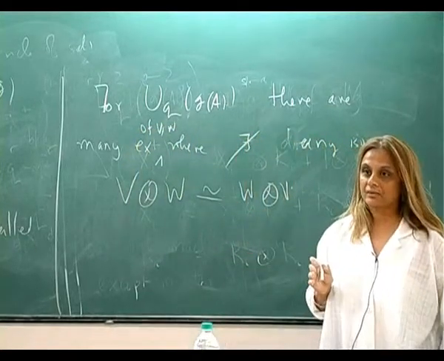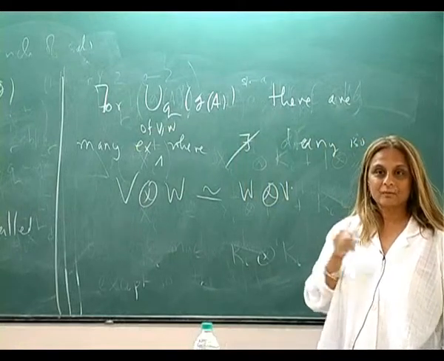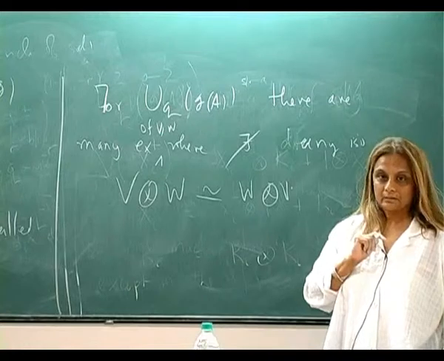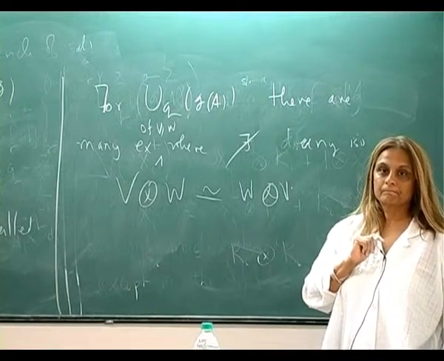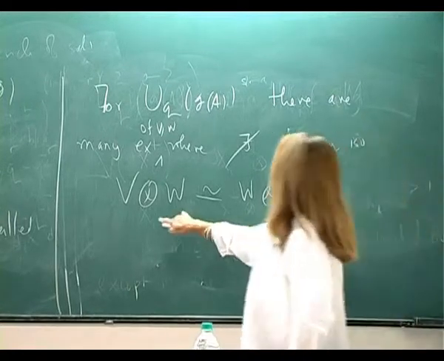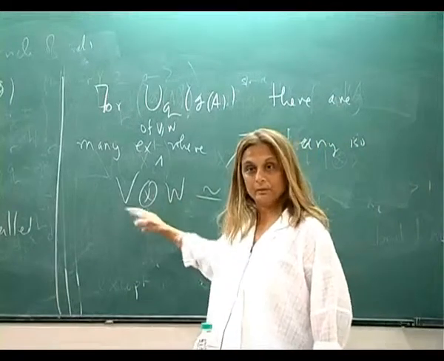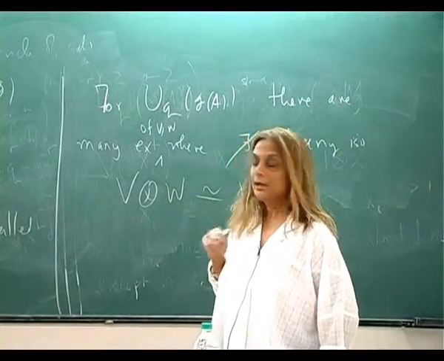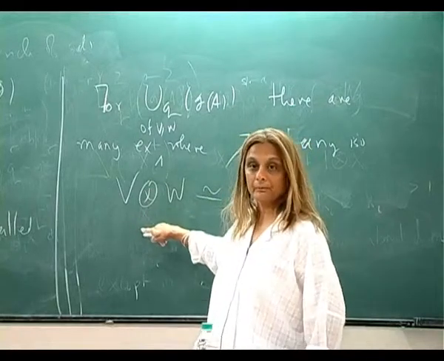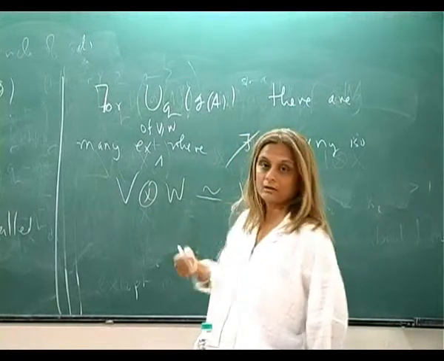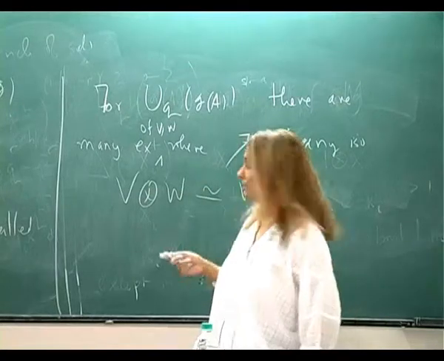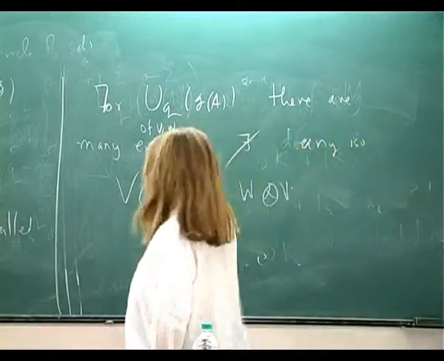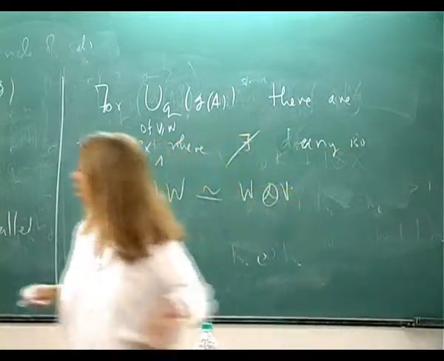Did you have a question? Are these going to be the cases where these tensors are simple? Or would these precisely be those cases? Oh, no, if V tensor W and W tensor V are both simple, then they will be isomorphic. But it's precisely when they're not simple. So one is cyclic and the other will not be. For finite dimensional representations, yeah. Okay.